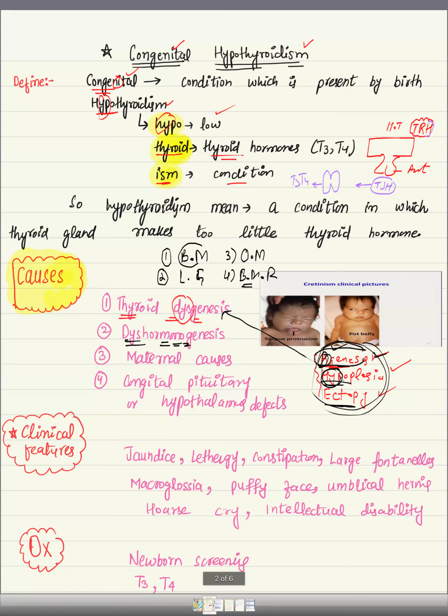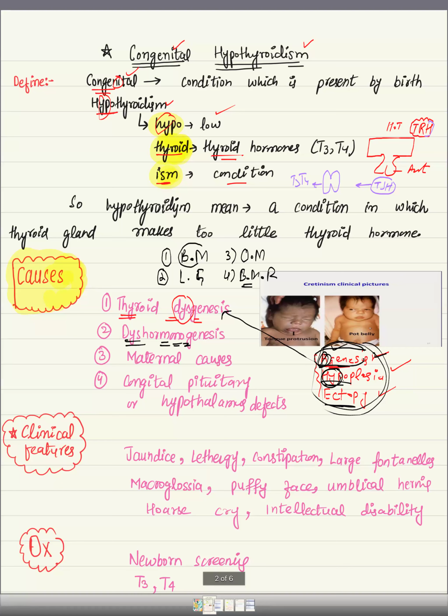So what is the difference between primary and secondary hypothyroidism? Just remember, if the problem is present inside the thyroid gland, but the hypothalamus, pituitary gland, everything is working fine, that is an example of primary hypothyroidism. Primary means the defect is primarily present in the thyroid gland. Secondary means the thyroid gland itself is normal, so the problem is mostly present outside the thyroid gland.